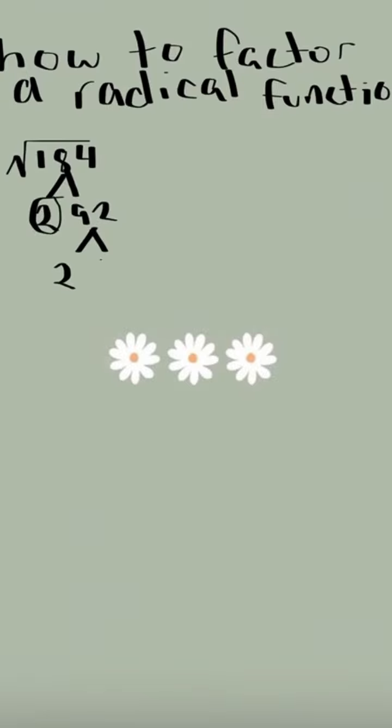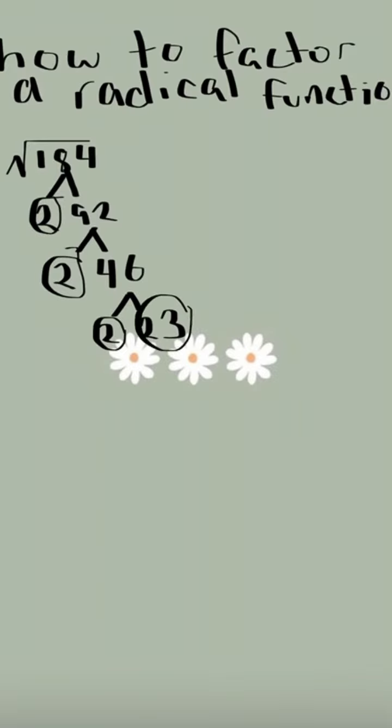92, again, is an even number, so we're going to divide it by 2. We get 2 and 46. You're going to circle the 2 because that's a prime number. 46, again, is divisible by 2, so we're going to put a 2, and then a 23. Both of those are prime numbers, so that's the simplest we're going to get, so we're going to circle both of those.